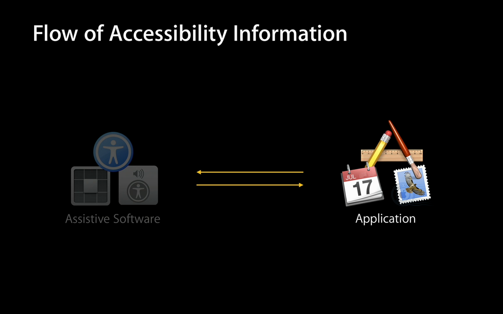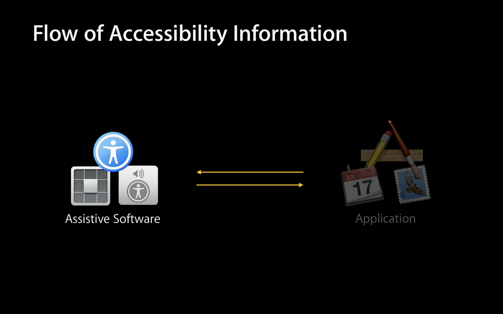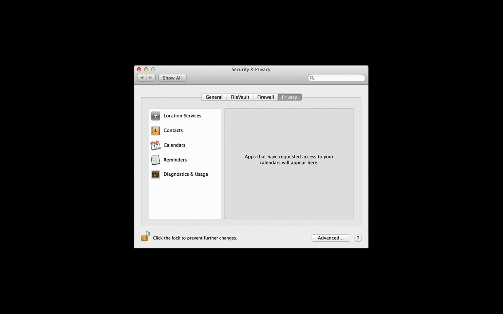So far, I've been talking about your app and how it provides various accessibility information to enhance the user experience. Now I want to switch gears and talk about some changes that affect assistive software. At Apple, we really care about protecting end users' privacy, basically all their information. So in OS X, any application that wants to use the end user's location information or contact information will have to get the user's permission.